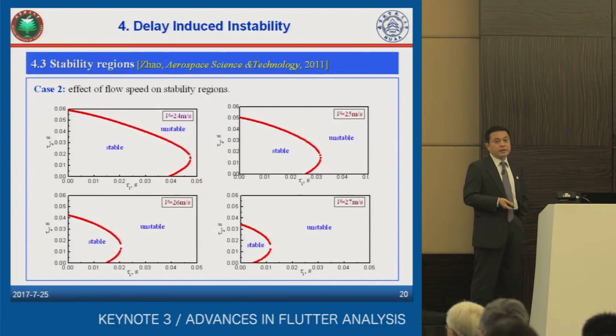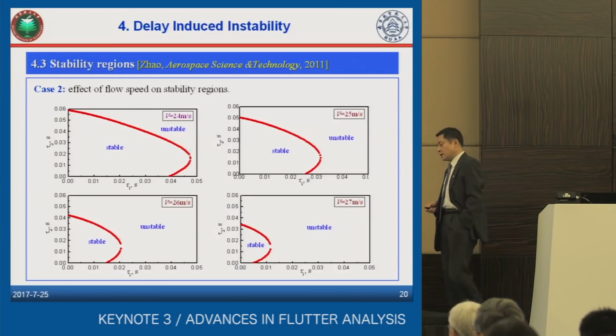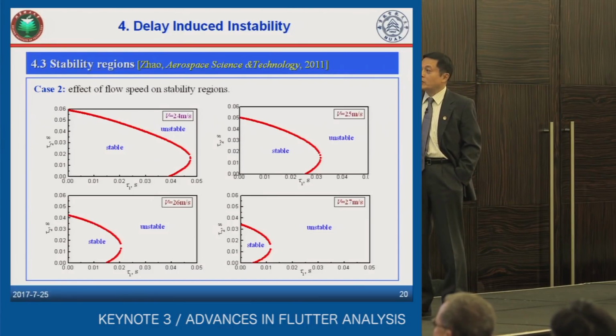And the other case is that we need to know the effect of flow speed on those stability regions. And as you expected, those stability regions are shrinking with an increase of the flow speed.